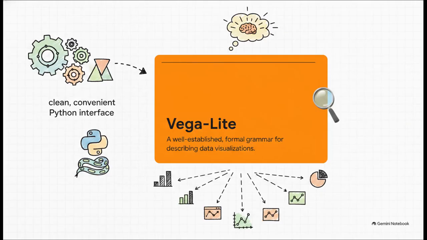Now, Altair actually doesn't exist in a vacuum. It provides this really clean, convenient Python interface for an underlying formal grammar called Vega-Lite. Vega-Lite was originally put together by data visualization researchers, and it acts as a well-established language for describing charts. This is actually huge for you. It means that once you understand Altair's core concepts, you aren't just learning one random Python library. You are mastering a foundational grammar that's used across the broader data visualization world.